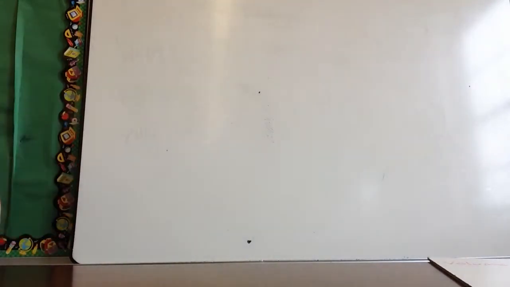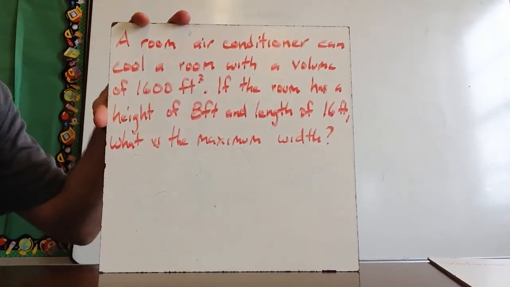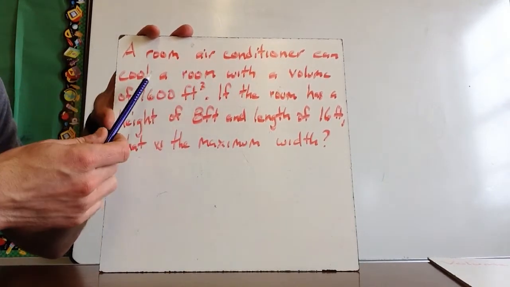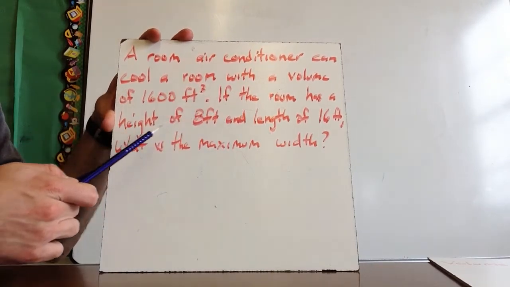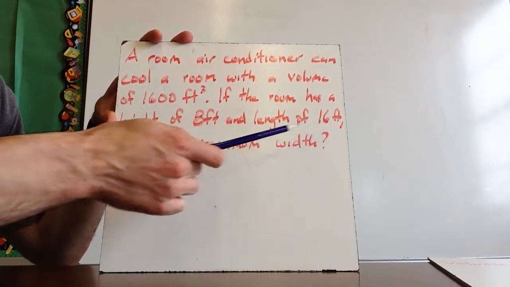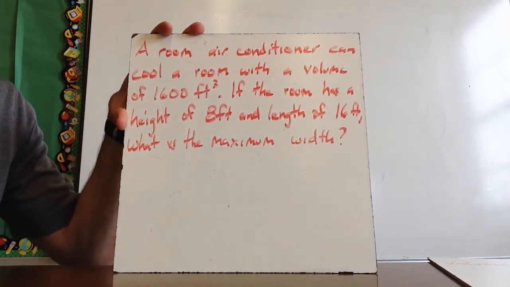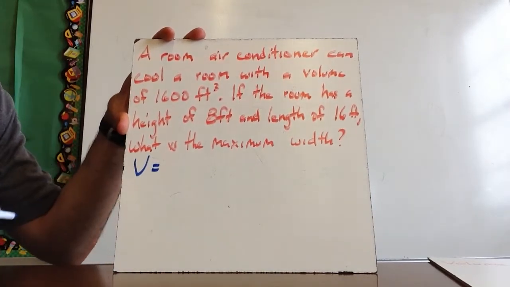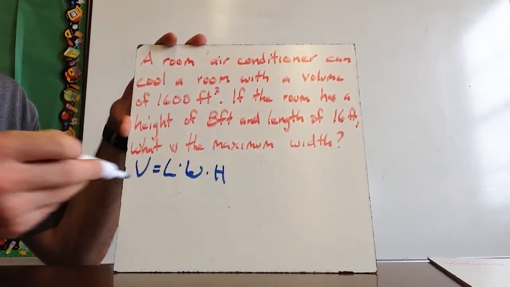All right, and then finally, I want to take a look at a real-life story problem, one that here in Chicago we know all about. A room air conditioner, a window unit, can cool a room with a volume of 1,600 cubic feet. If the room has a height of 8 feet and a length of 16 feet, what is the maximum width? Keep in mind that this room is going to be a rectangular prism. So my volume is the area of the base, which would be length times width, times height.